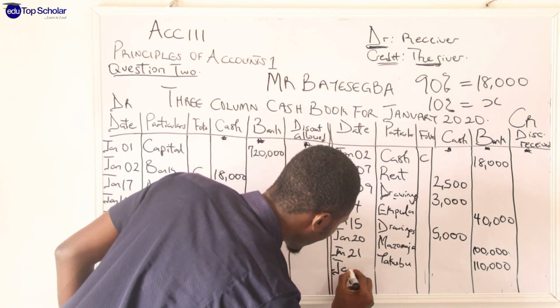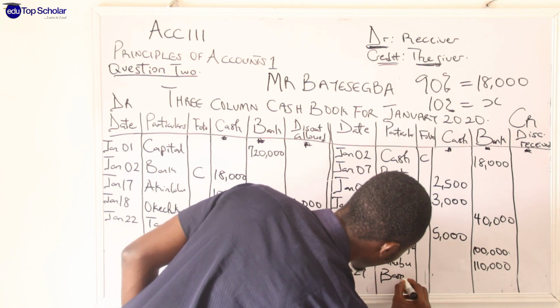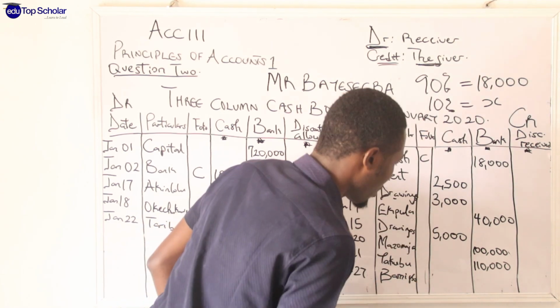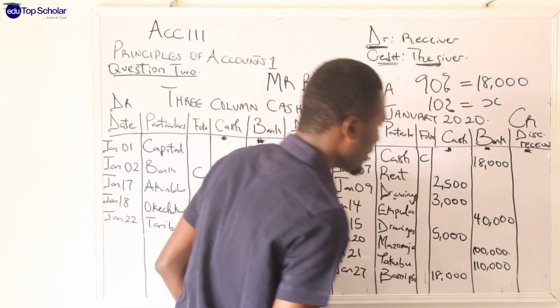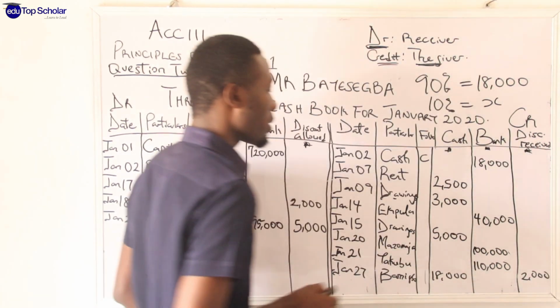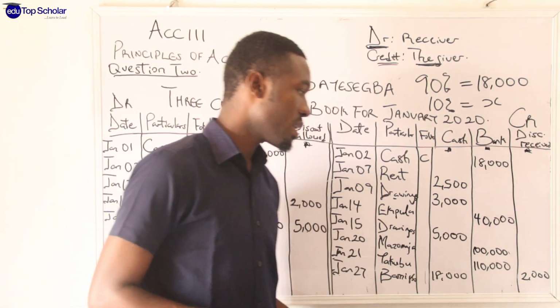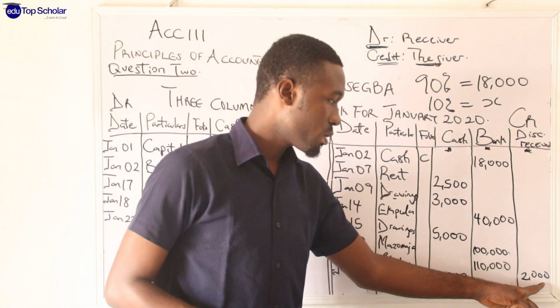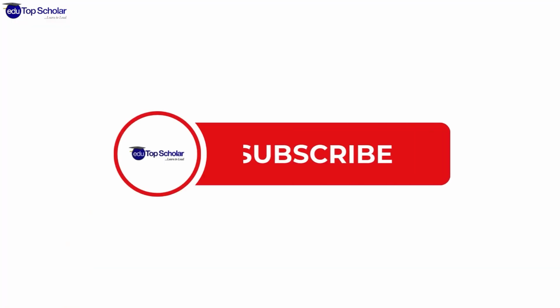So we have January 27, Bamigbo. He paid 18,000 naira cash and he was given 2,000 naira discount. So it means the total money he was supposed to pay was 20,000 naira, but he was given a 2,000 naira discount and he paid 18,000 naira.